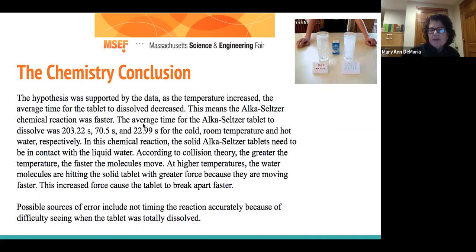I would have liked to have seen this student expand a little bit more on the evidence. What I try to encourage my kids to do is take the numbers. So this number, 203.22, is 8.8 times larger than the 22.99 number. So it takes 8 times longer for the tablet to dissolve in the cold water compared to the hot water. Or they could say it the opposite way. It's 8 times faster. So I would always like a second sentence just to drive that home to the reader that this is really good data. This is really showing you that the data support your hypothesis.